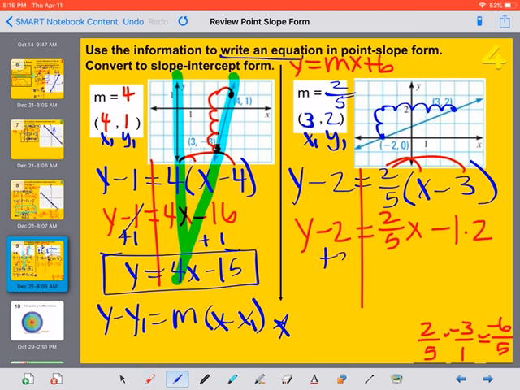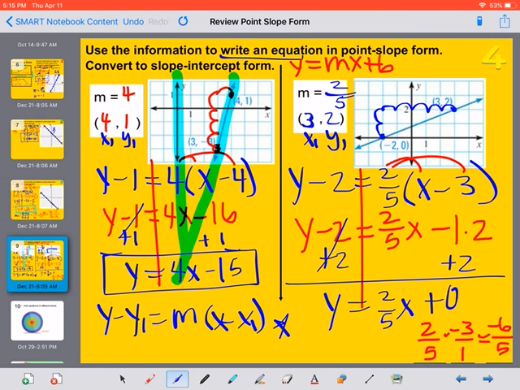And then add 2 to both sides. Our equation is y equals 2/5 x. There's going to be more positives. Should be plus 0.8, which makes sense because we're not quite at 1 yet. We're a little bit less at our y-intercept.